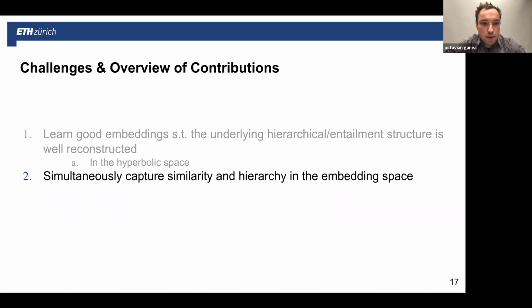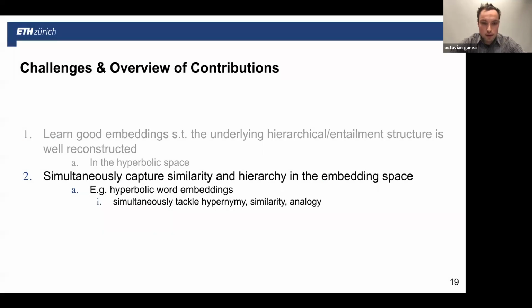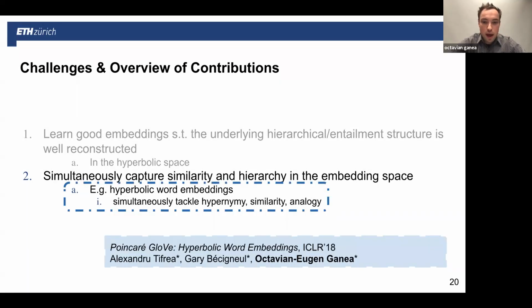The second aspect that I'm going to talk about is how to simultaneously capture similarity and hierarchy in the embedding space. For example, how we can do hyperbolic word embeddings. We don't want just word embeddings that are good at capturing word similarity or word analogy, but maybe you also want word hypernymy. So we want to know if something is a sub-concept of something else, just based on looking at the corresponding embeddings. And here we have a publication, if you're interested to read all the details, that's published at ICLR 2019, actually. Sorry, there is a small mistake here.